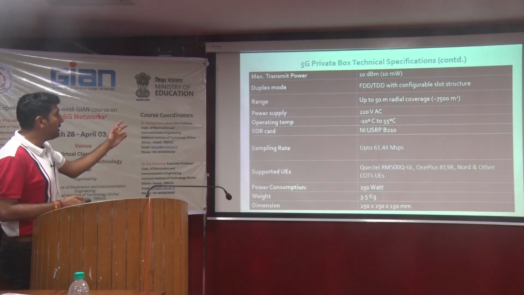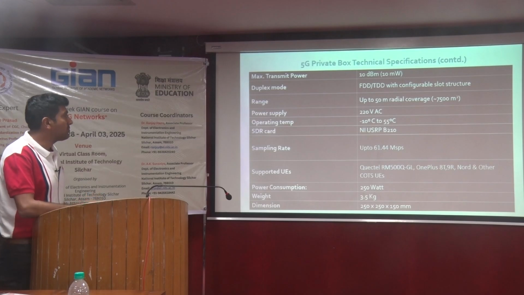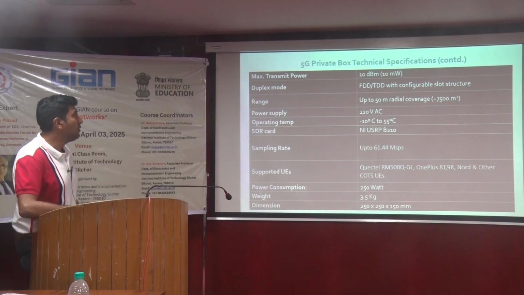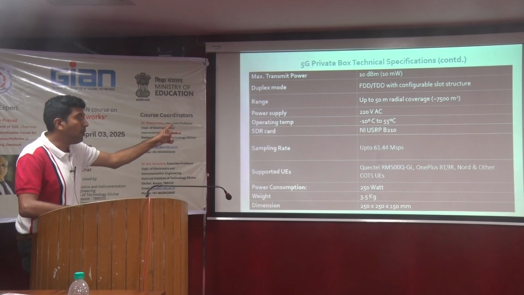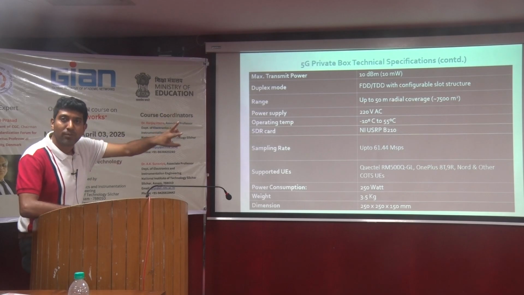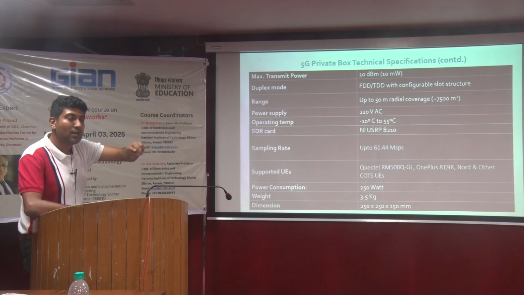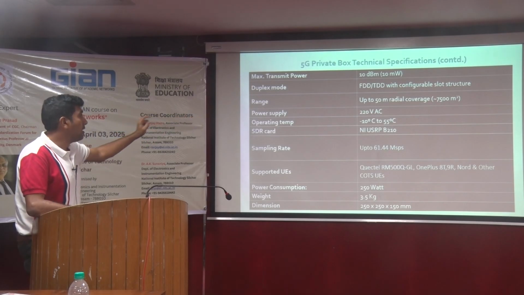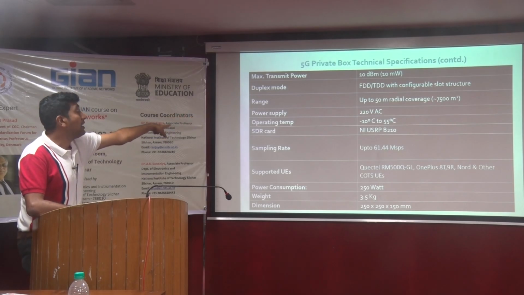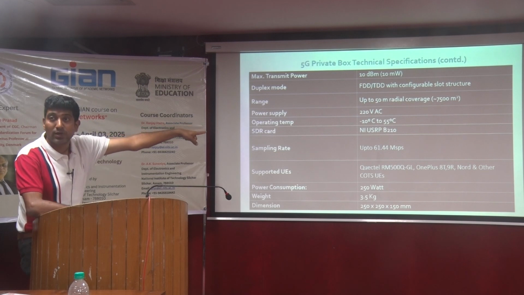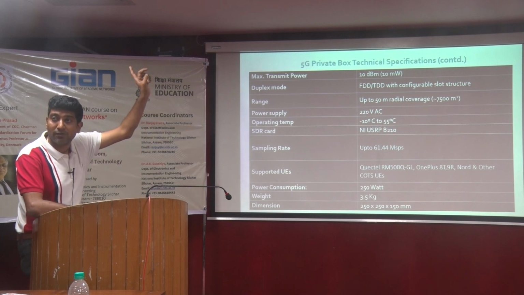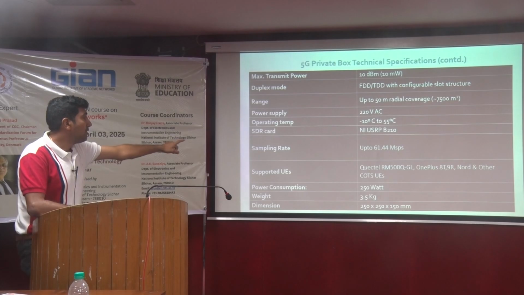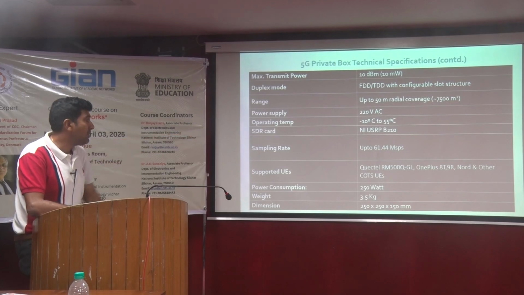So similarly, the maximum transmit power is 10 milliwatt. The duplex mode supports both frequency division duplex as well as time division duplex. The maximum range is 50 meters, as I told. The power supply is okay. We are using an SDR card, which is a USRP. USRP is a product of NI, National Instruments. The maximum sampling rate is 60 megabits per second.